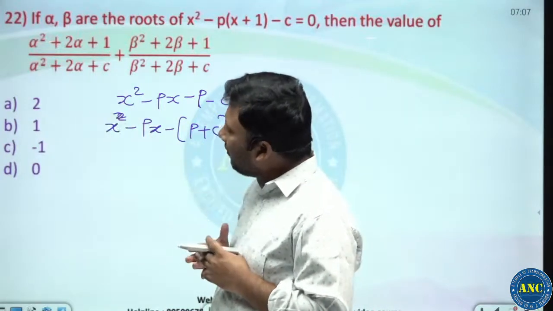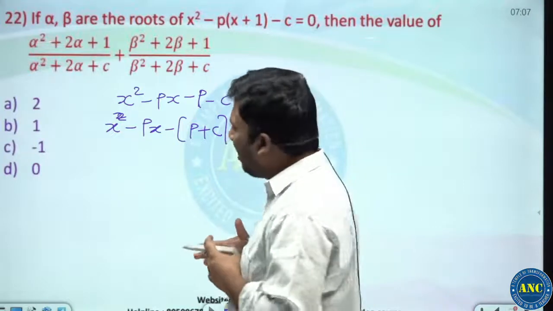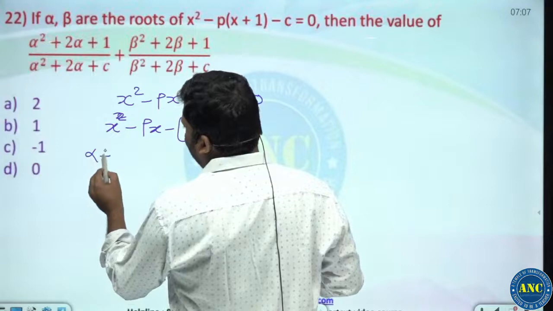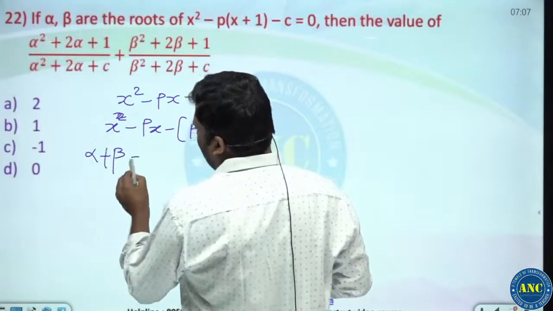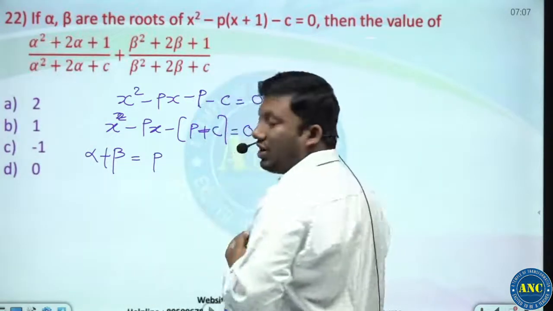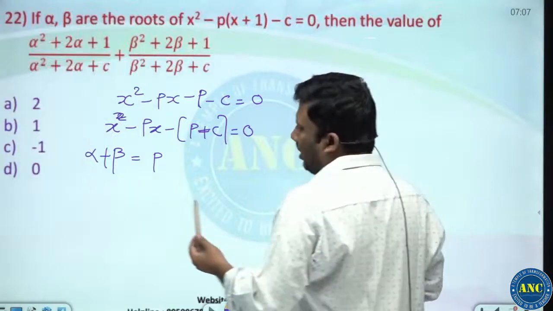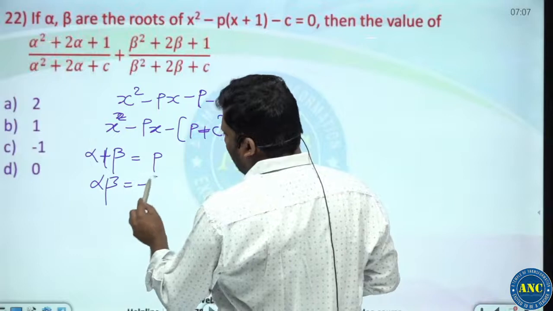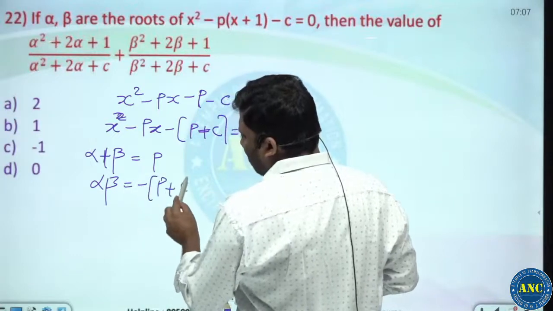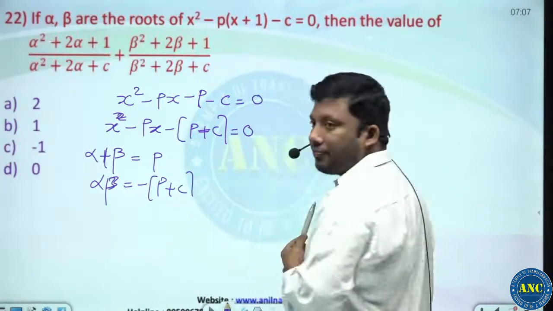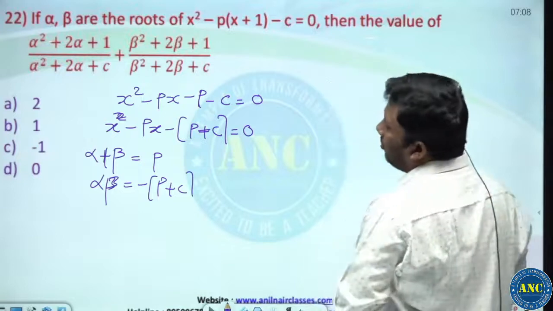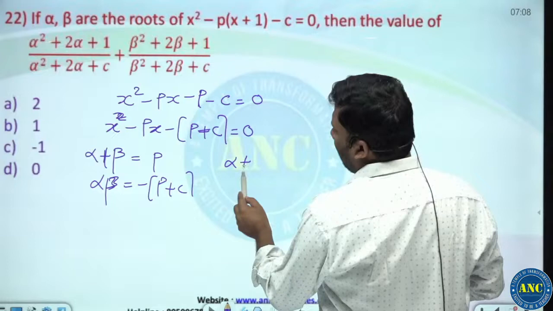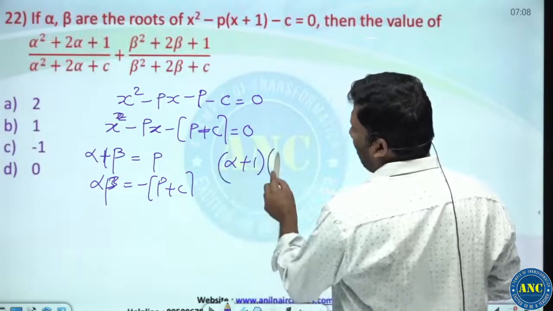Here it is: alpha square plus 2 alpha plus c. Let us see what will happen if I do alpha plus beta. Sum of the roots is given by minus of minus p, which is p. Product of the roots is given by minus of p plus c.